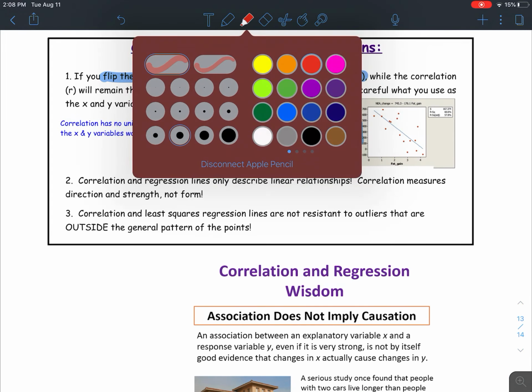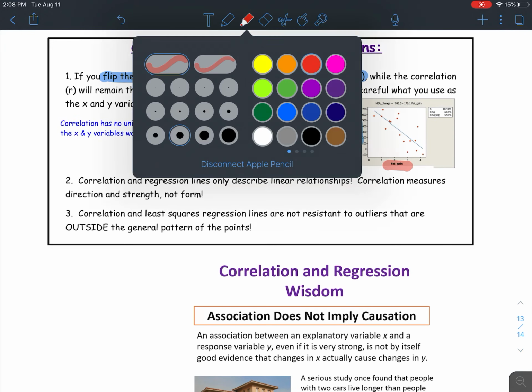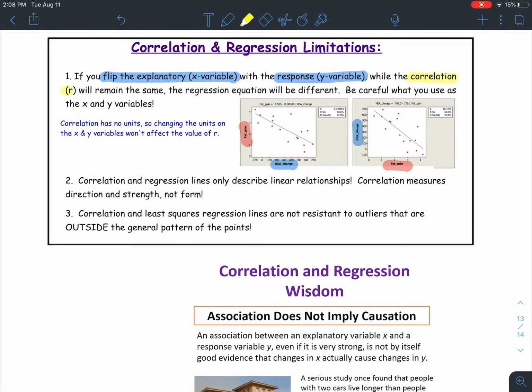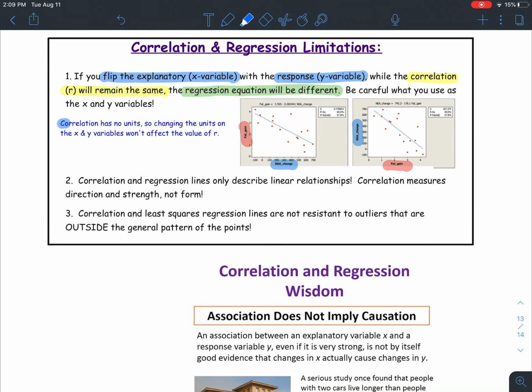If you were to flip-flop and swap out your explanatory variable and your response variable, so whatever you had as your x, you make that your y, and whatever you had as your y, you make your x, flip-flop your L1 and L2, your correlation, your R, is not impacted at all by that. And I think we discussed that before. The R should stay the same. However, you are going to get a different regression equation.